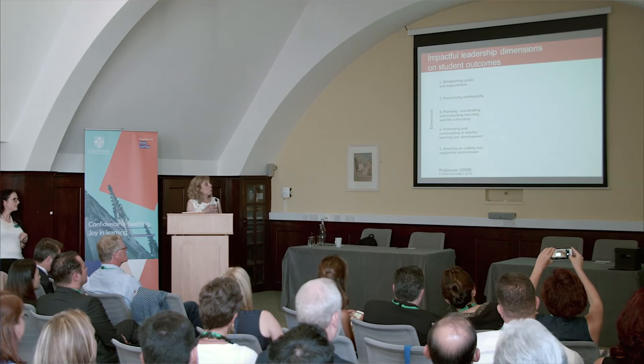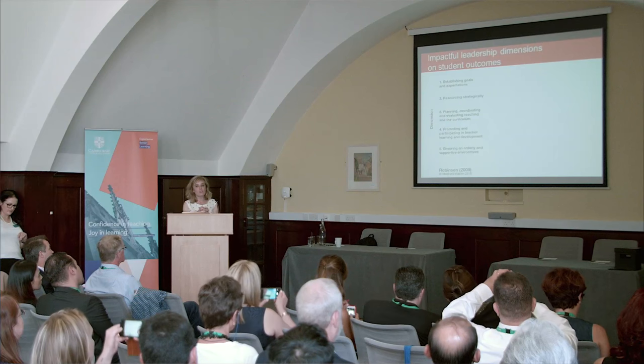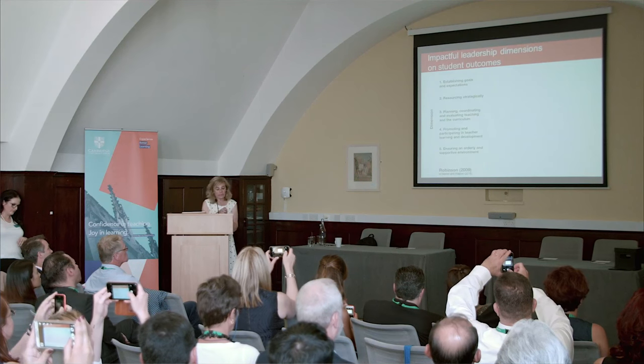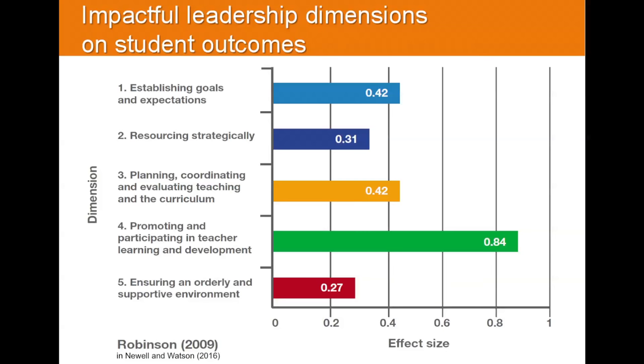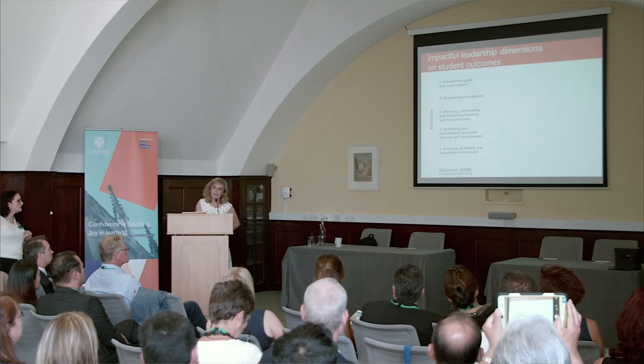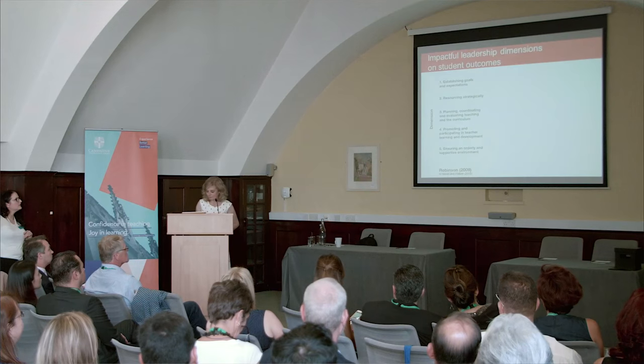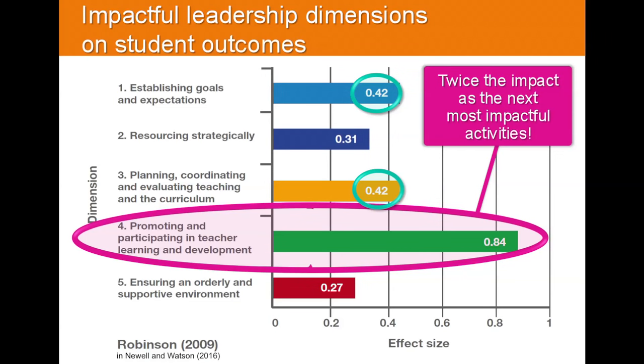Here are the five most impactful leadership dimensions that have an impact on student outcomes. I'll read these quickly in case you can't see. Establishing goals and expectations; resourcing strategically; planning, coordinating and evaluating teaching and the curriculum; promoting and participating in teacher learning and development; and finally, ensuring an orderly and supportive environment. And guess which one is the most impactful? Yes, promoting and participating in teacher learning and development. Actually, it has twice the impact of the next most impactful activity.